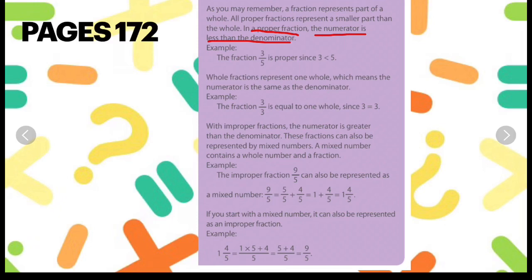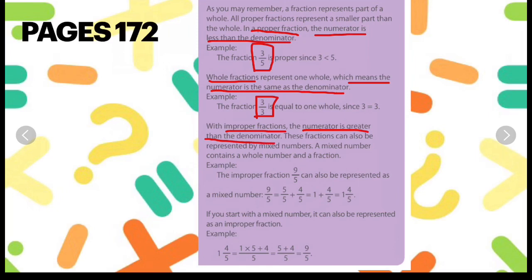Here you have another type of fraction. Whole fractions represent one whole, which means the numerator is the same as the denominator. Example, the fraction 3/3 is equal to 1 whole since 3 equals 3. So remember, whole fractions means that the numerator and denominator are the same, like this one right here. Now, the other one is improper fractions. The numerator is greater than the denominator.